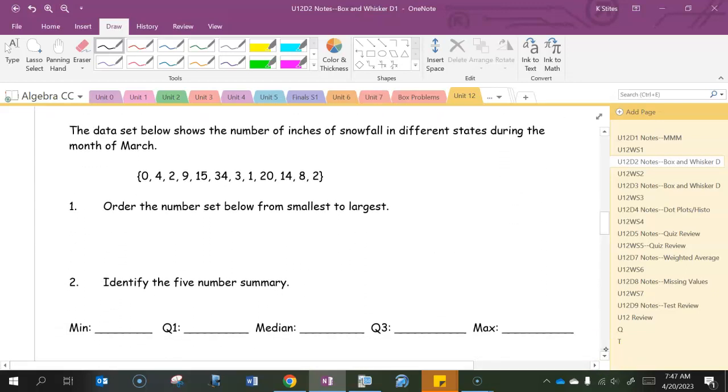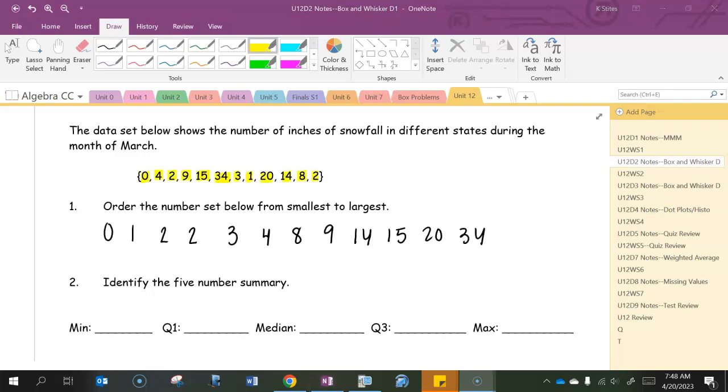All right, let's try another one. The data set below shows the numbers of inches of snowfall in different states during the month of March. The first thing we want to do is put our numbers in order from smallest to largest. This time you actually have to do that yourself. We have all of our numbers in order, and I checked a second time to make sure I had all of them.